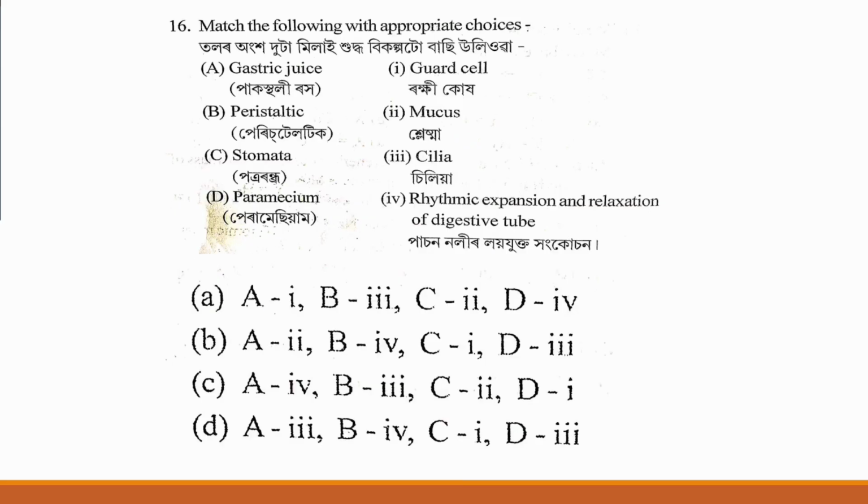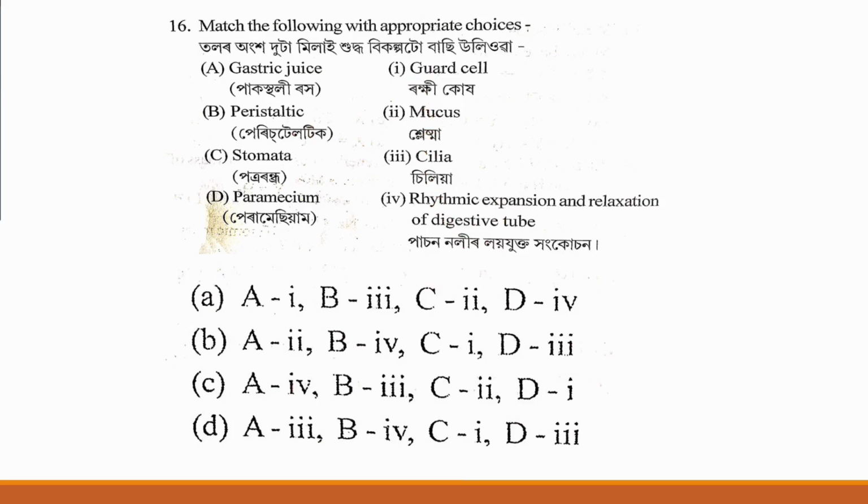Match the following with the appropriate choices. So you can see here that you have to match the following with the appropriate choices. Number A, gastric juice. Number B, peristaltic. Number C, stomata. Number D, paramecium. Here options are given. Number 1, gut cell, mucus, cilia, rhythmic expansion and relaxation of the digestive tube.